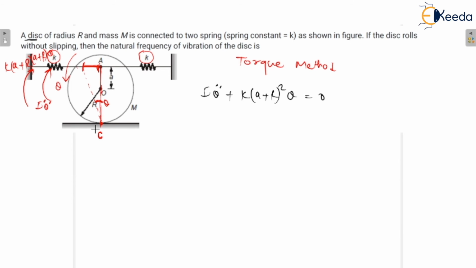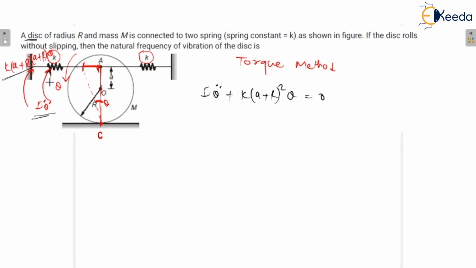that we assume that the disk is going to be rolled about point C, that means about the point of contact, with the angle theta, which is a small angle. So if theta is in that direction, that means the disk is going to be rolled in the anti-clockwise direction. So the torque of the inertial force would be against it. So it would be I theta double dot, and again the spring force and the spring torque would be in the opposite direction. So you can see here.